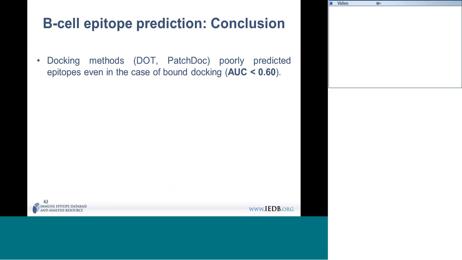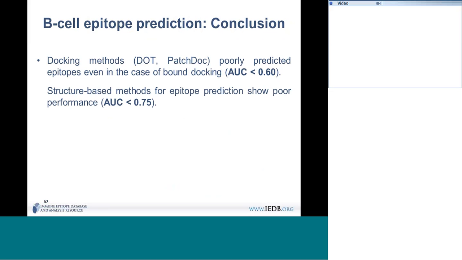Okay, and in conclusion, for structure-based methods, I can say that docking methods perform poorly in our benchmark, even in the case of bound docking, when the same protein and antibody were taken from the same structure and docked back. Again, in general, prediction based on existing methods is poor. So maybe Bjorn will show you a method which gives better prediction.